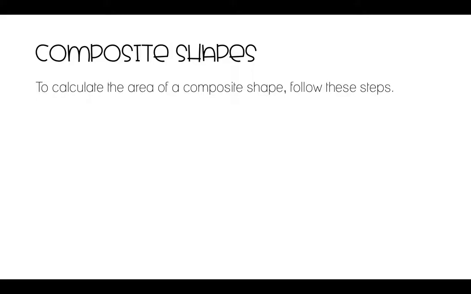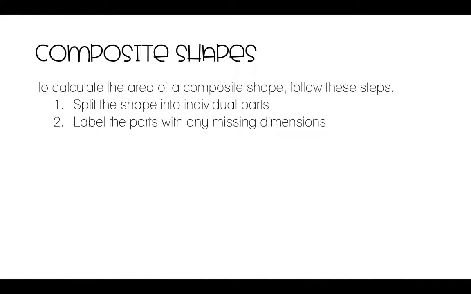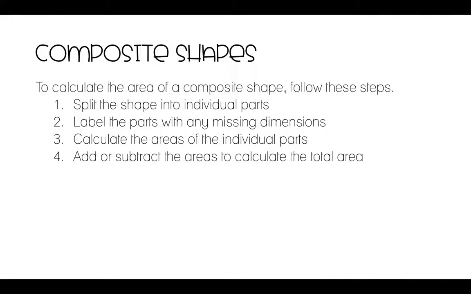So we've got a couple of steps we need to follow. The first one is we're going to split the shape into individual parts. Now those parts need to be different parts that we know how to calculate the area of. Then we're going to label any parts with any missing dimensions. So if there's certain areas that might be missing dimensions, we need to fill that in. Then we'll calculate the areas of each individual part. And then you're going to add or subtract the areas to calculate the total area.